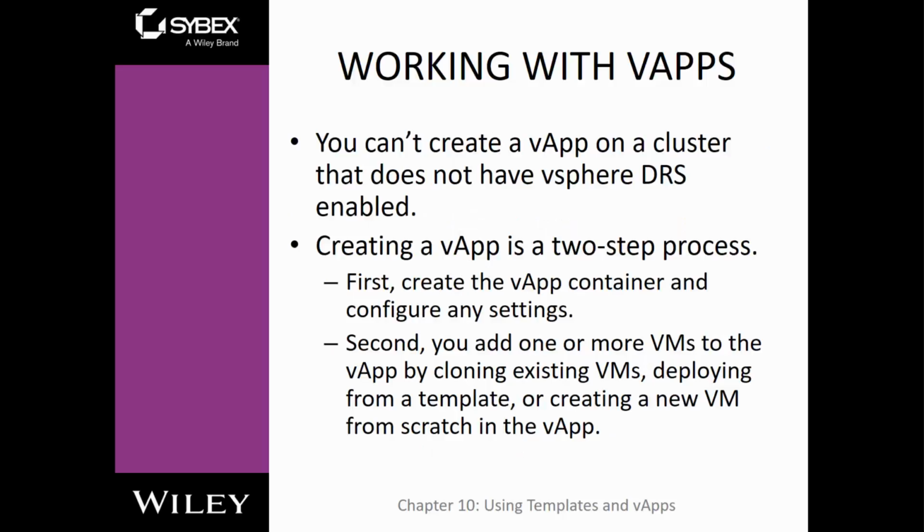So you cannot create a vApp on a cluster that does not have vSphere DRS enabled. If you want to do clustering, you have to make sure you have vSphere DRS. So creating a vApp is typically a two-step process. First, we create the vApp container. We are not still calling these containers. We're just calling it a vApp container, not a container by itself.